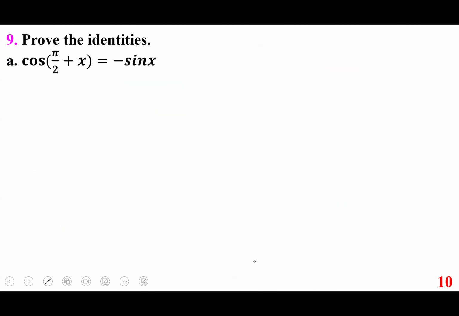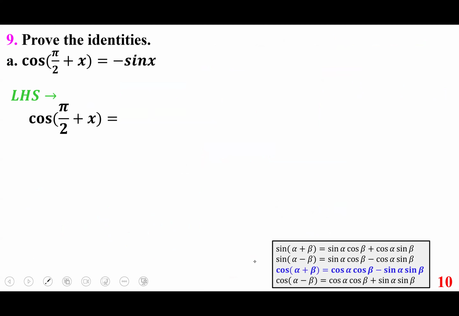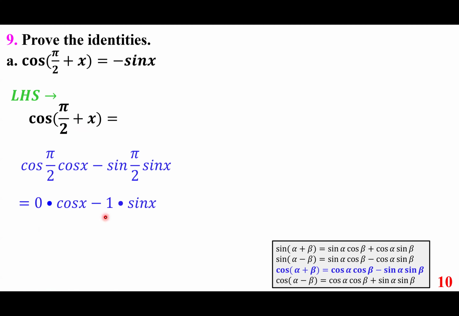All right, we want to prove the identity: cosine of pi over 2 plus x is the same as negative sine x. We want to prove that. Okay, so we always start with the side that is more complicated, in this case, the left-hand side. And we write cosine of pi over 2 plus x, and we follow the cosine of alpha plus beta: cosine alpha cosine beta minus sine alpha sine beta. So this is cosine of pi over 2 cosine x minus sine pi over 2 sine x. We replace the cosine pi over 2 with 0, sine pi over 2 with 1, and obviously this goes to 0. This becomes negative sine x, and that's a proof.